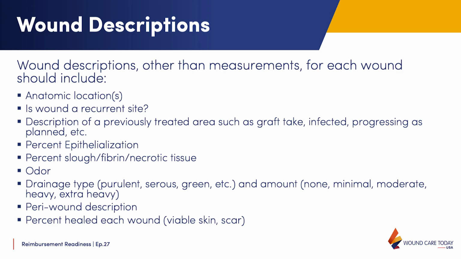The percent epithelialization, the percent slough, fibrin, necrotic tissue, any odor, drainage type, purulent, serous, green, etc., and amount: none, minimal, moderate, heavy, extra heavy. Peri-wound descriptions and percent healed of each wound. Be sure to include viable skin and/or scar if that is part of the description of the wound.